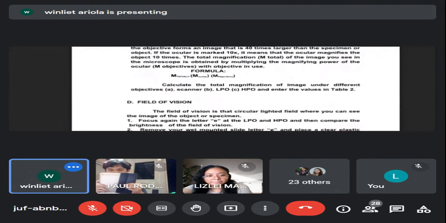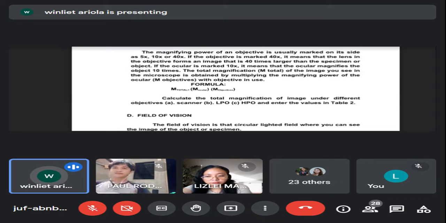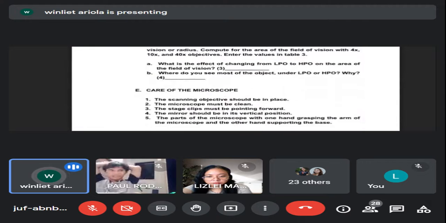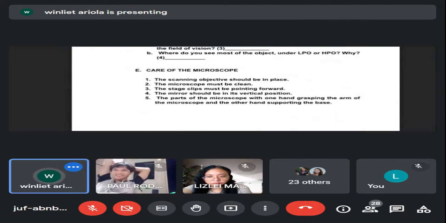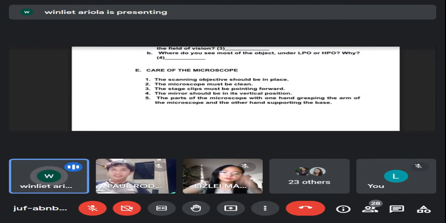Okay. So this one, remember the formula: M total is equal to M ocular multiplied by M objective. So M represents the magnification. And then field of vision is not included, and the care of microscopes. Ito na yun. The scanning objective should be in place. Ito din pala, pagkatapos nyong gamitin ang microscope, dapat ilagay ninyo in place. So paano ilagay in place?